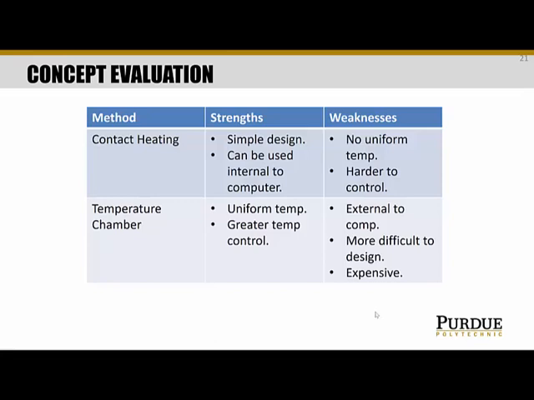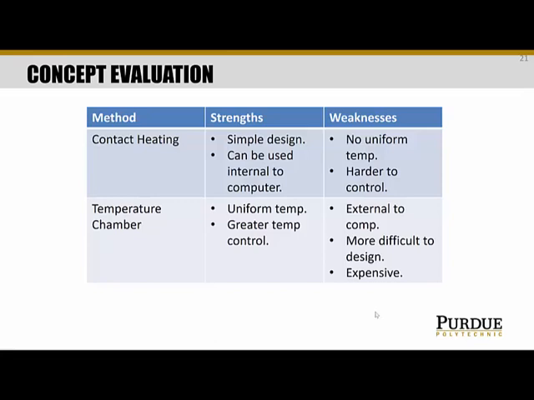The different solutions are listed. Bulleted lists of strengths and weaknesses are presented. It's a very quick way to compare ideas, but it has a major limitation in that it does not require uniform criteria for comparison. So it's pretty hard to compare simple design versus no uniform temperature, for example. So it's not a one-to-one and apples-to-apples comparison.